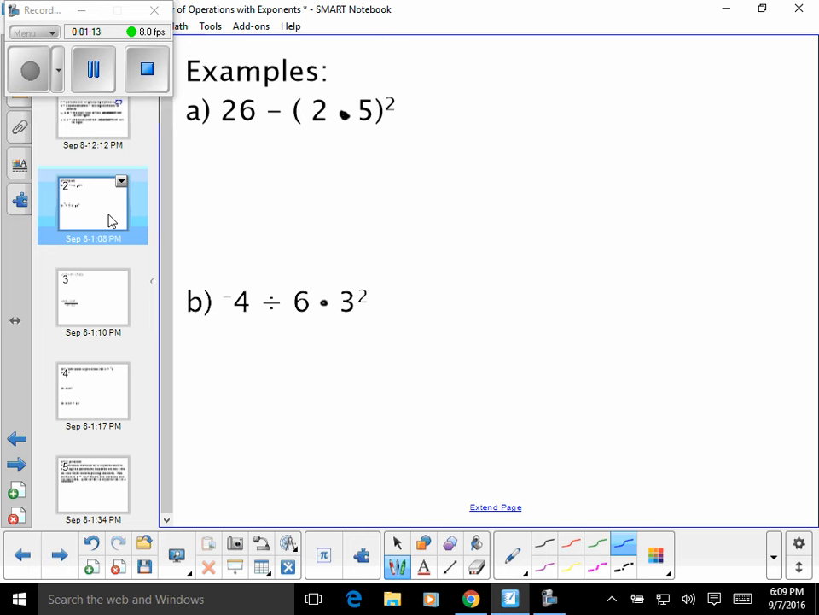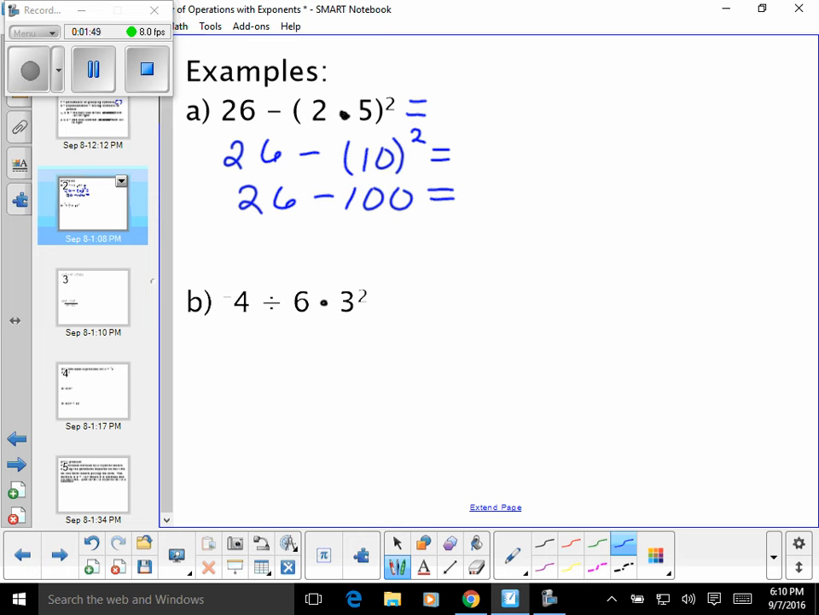In our first example, we do have parentheses around the multiply. So that has to be done before we do the exponents. We copy the rest of the problem. 2 times 5 is 10. And then we're going to square that. Now going back to that order of operations, we now have to do the exponentiation before we can do the subtraction. So we will have 26 minus 100.